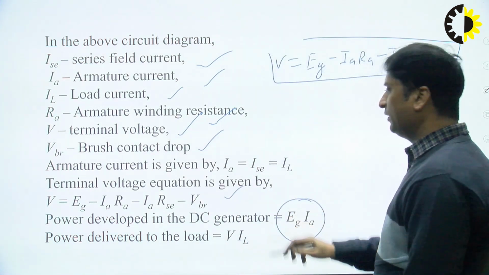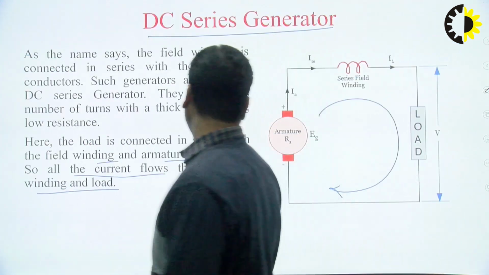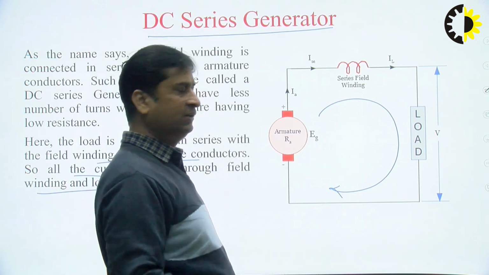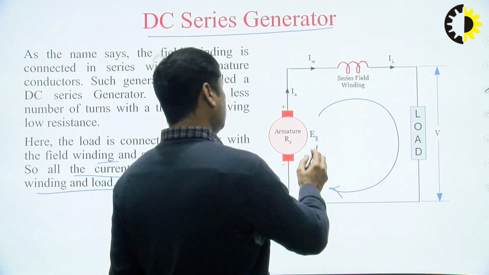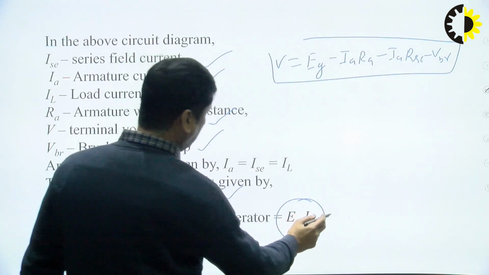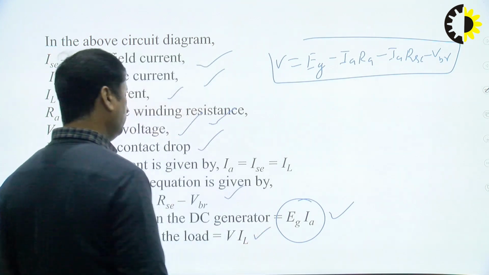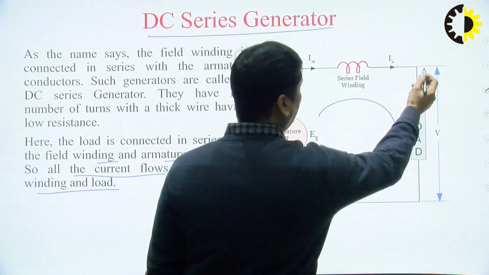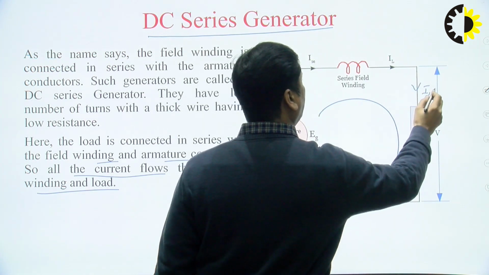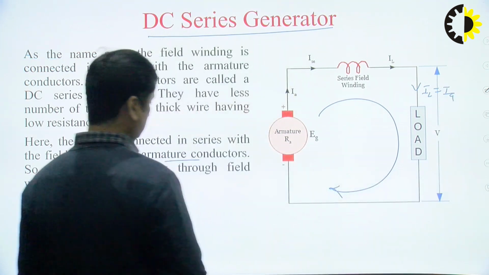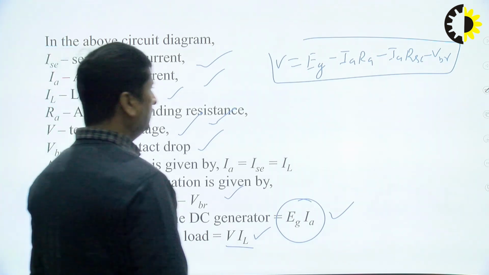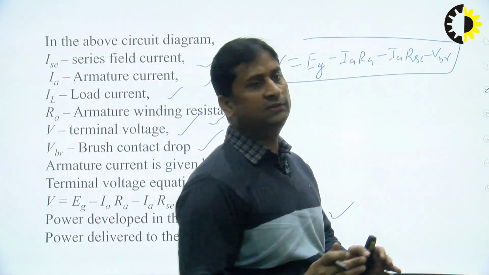Again, the power developed in the generator: if you see the circuit diagram, power is the multiplication of voltage and current. So the generated voltage into the armature current is the power developed, and the power delivered to the load is V into IL. V is the voltage across the load, IL is the current through it, and IL is equal to IA here. So this is the voltage equation of the series generator.